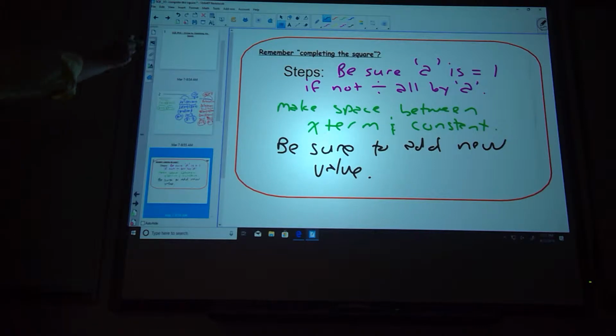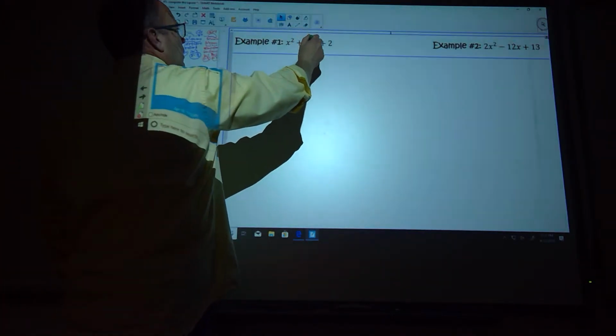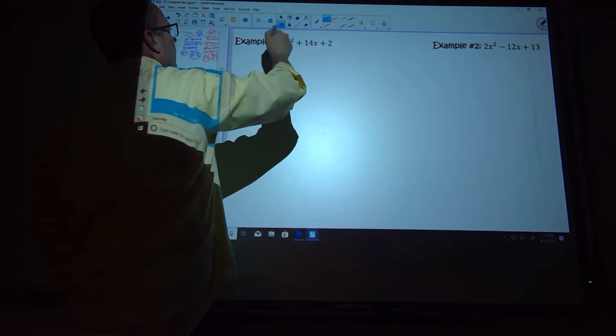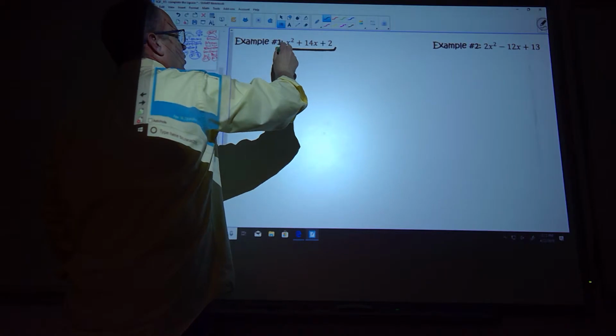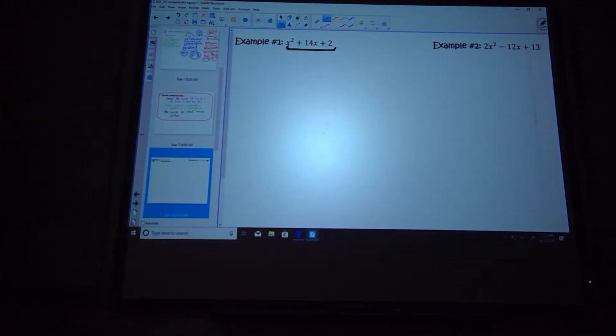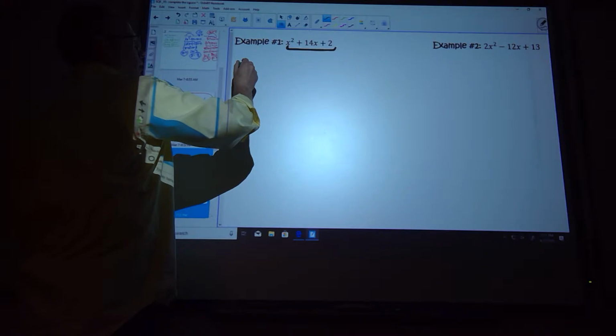Cool. All right, let's see if we can figure out some of our steps. Example number 1. I have x squared plus 14x plus 2. I'm not solving for it. I just want to complete the square. And remember, if I complete the square, it puts it in something called vertex form, right? And if I don't have an equal sign, I have to add and subtract it from the same side. So my lead coefficient is a 1, so I don't have to do anything with that.